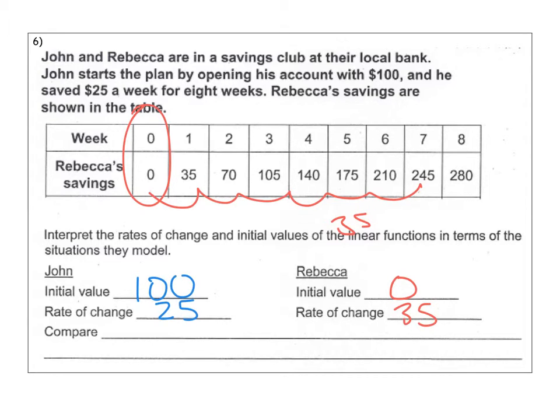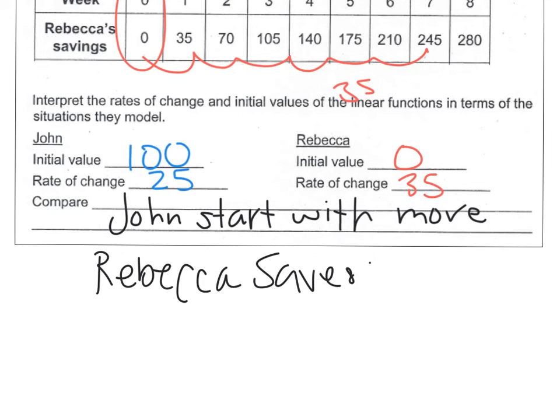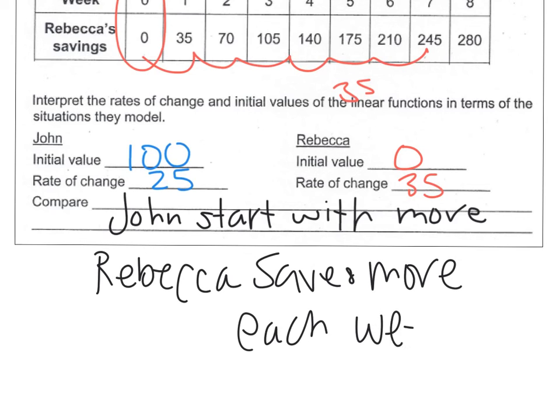So we can say that John starts with more, but Rebecca saves more each week because she has a greater rate of change.